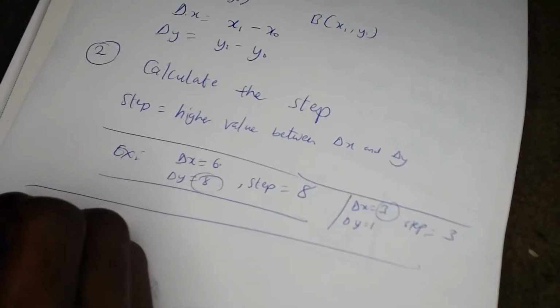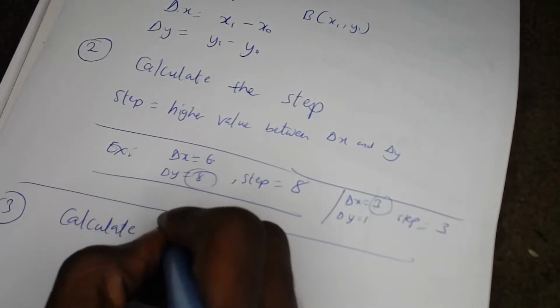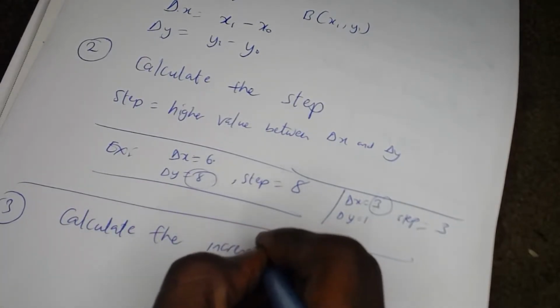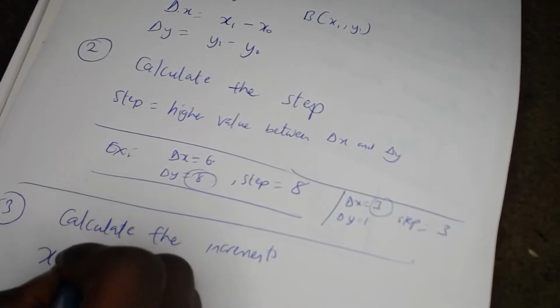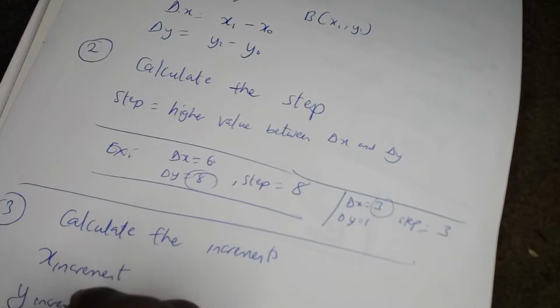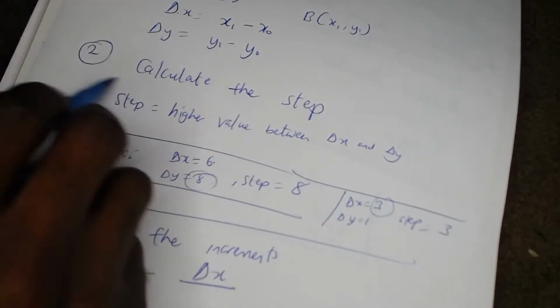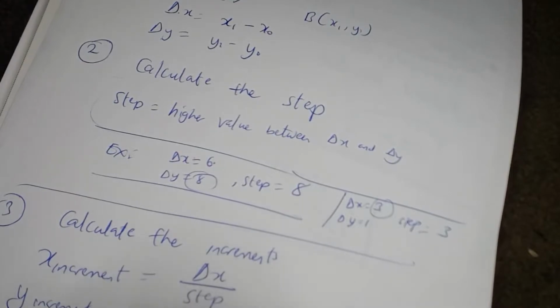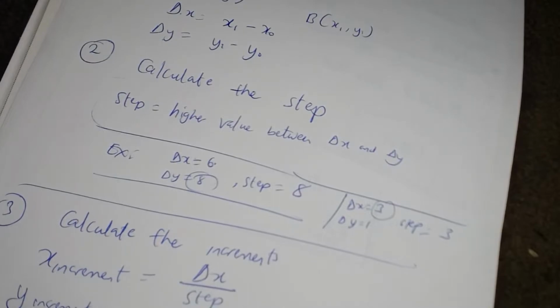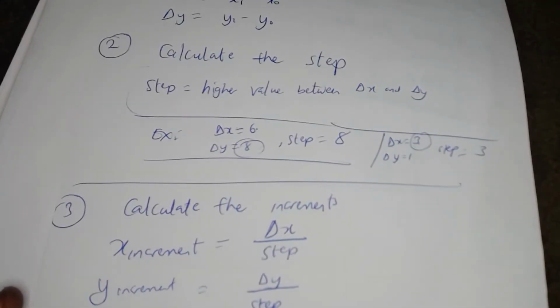So step 3 is that you're going to calculate the increment. That is x increment and y increment. Now x increment is delta x over this step that we calculated. Y increment is delta y over the calculated step. So from this, we'll be able to generate a table and know how to draw the line.